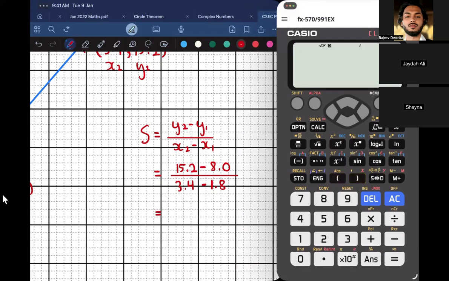A virtual calculator would not make any sense here. So you'd have to enter 15.2 minus 8.0, divided by, open bracket, 3.4 minus 1.8, close bracket, equals. When you plug that into your calculator, you should get 4.5. Okay, great.